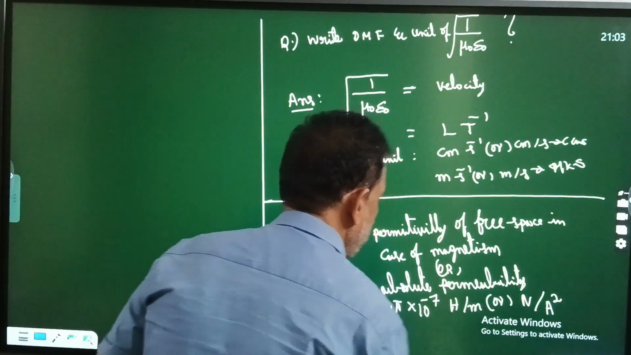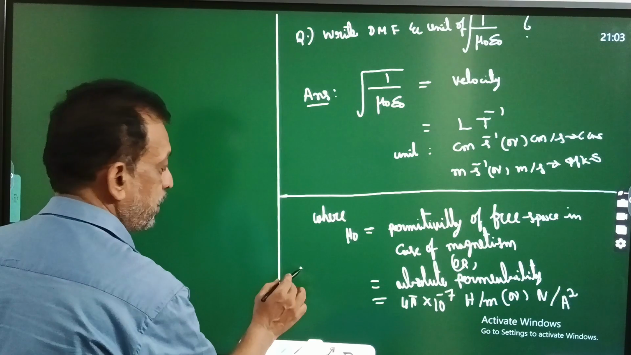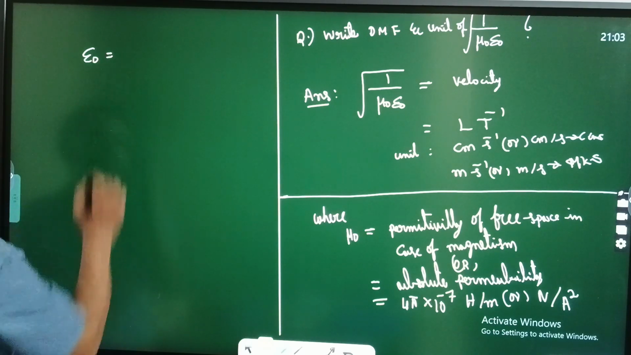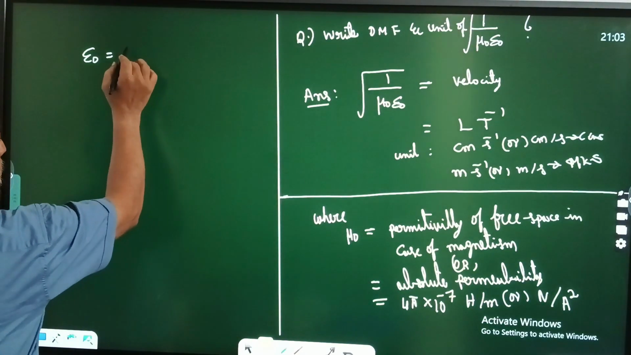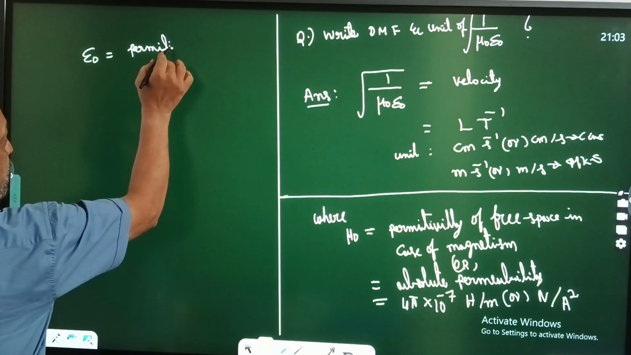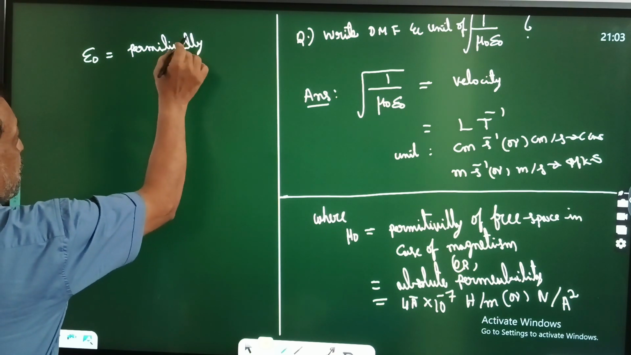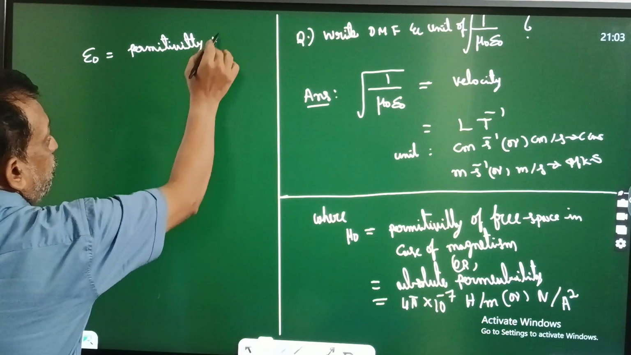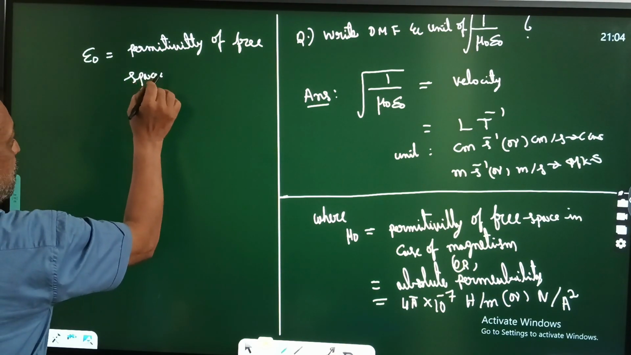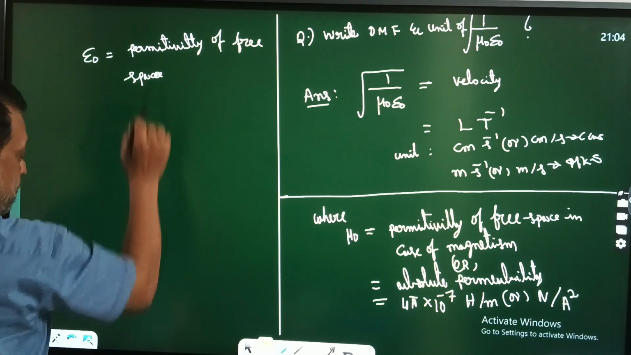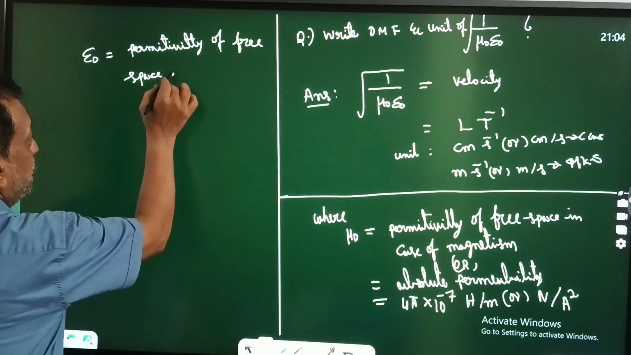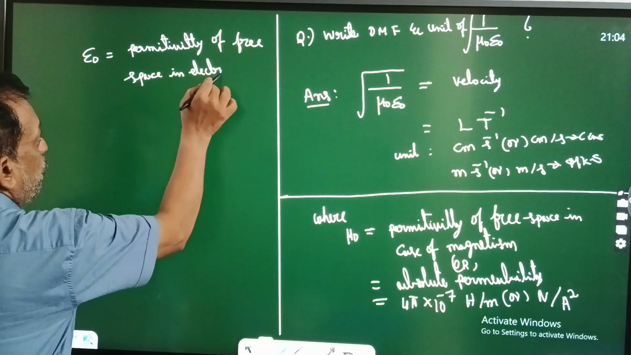This question I will ask you, just I am going to prove it in my exam. Next, another one is epsilon naught, the permittivity of free space in electrostatics.